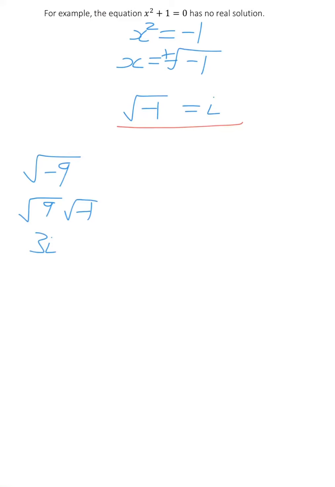Let's have a look at another one. Let's say you had the square root of minus 4. And that could be written as the square root of 4 times the square root of minus 1. And the square root of minus 1 is i. So then your answer would be 2i, because the square root of 4 is 2.